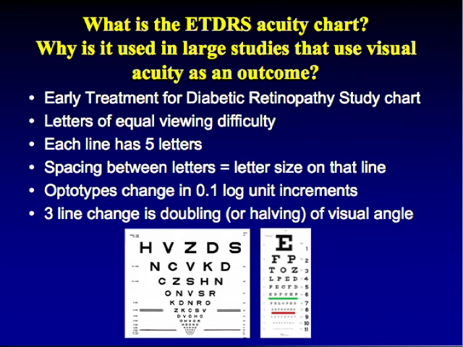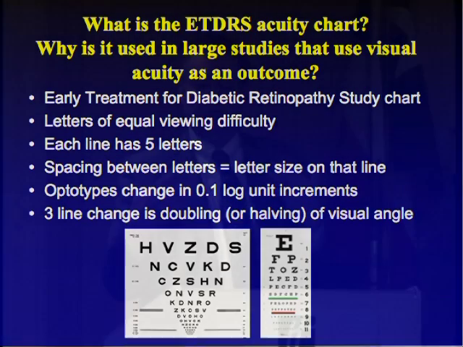Again, not true here. And the optotypes change in 0.1 log unit increments, so that a 3-line change is a doubling or halving of the visual angle. That way, if a patient goes from the top line to 3 lines down, that 3-line improvement is the same as a different patient who goes from, say, this middle line to 3 lines below that. Both patients would be considered to have the same outcome, so that's why it's used and can be used in larger studies.